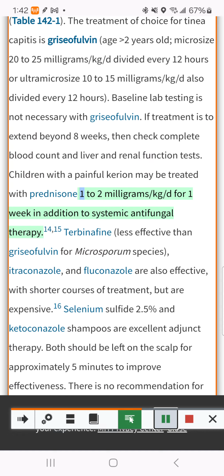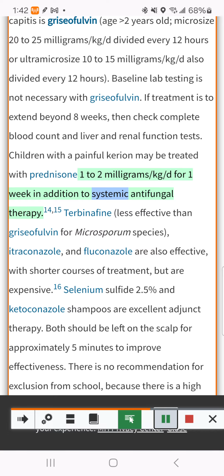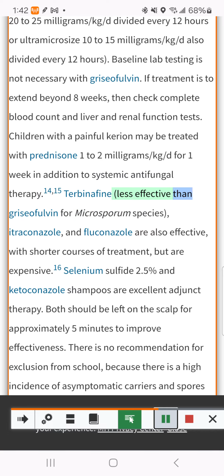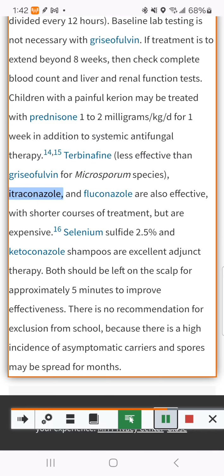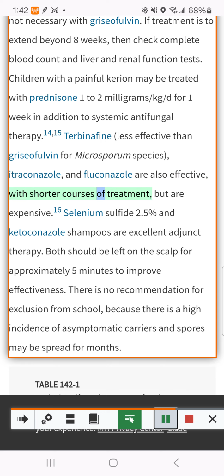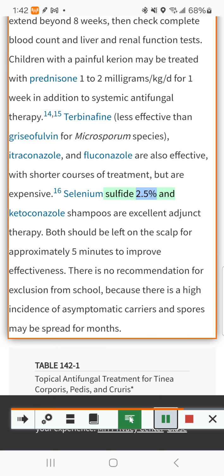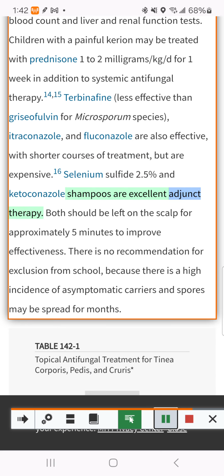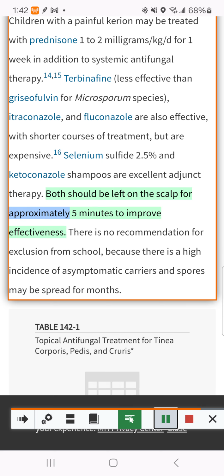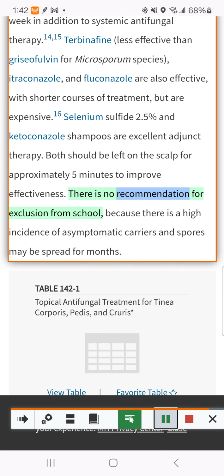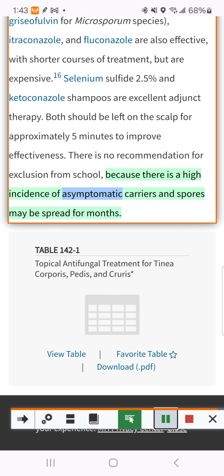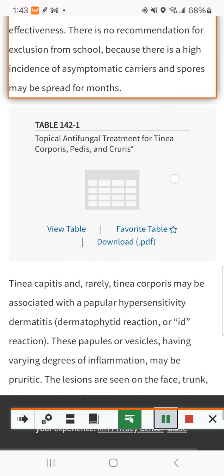Children with a painful kerion may be treated with prednisone 1 to 2 mg per kilogram per day for 1 week in addition to systemic antifungal therapy. Terbinafine, less effective than griseofulvin for Microsporum species, itraconazole, and fluconazole are also effective, with shorter courses of treatment, but are expensive. Selenium sulfide 2.5% and ketoconazole shampoos are excellent adjunct therapy. Both should be left on the scalp for approximately 5 minutes to improve effectiveness. There is no recommendation for exclusion from school, because there is a high incidence of asymptomatic carriers and spores may be spread for months.